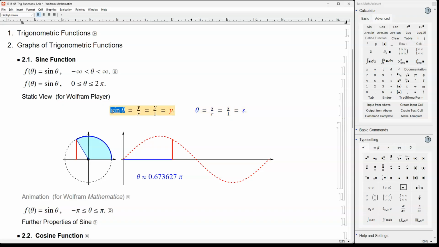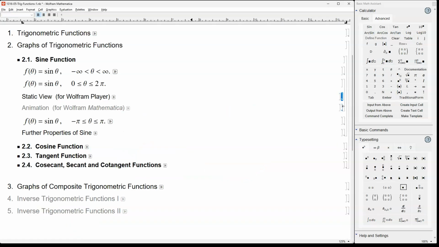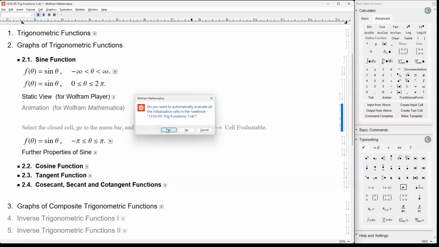So sine of theta, that function value is vertical y. So those two red match. And theta is this arc length, and that's this horizontal. So blue match themselves, and red match themselves. And that's for the arbitrary angle. And here's the animation associated to that.